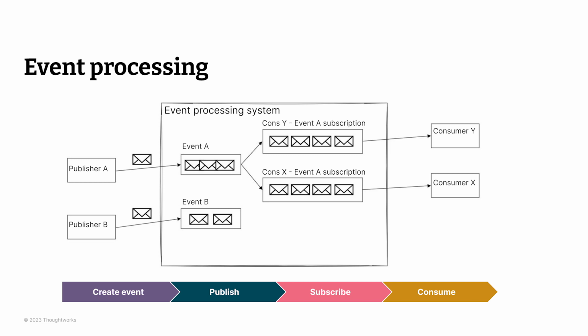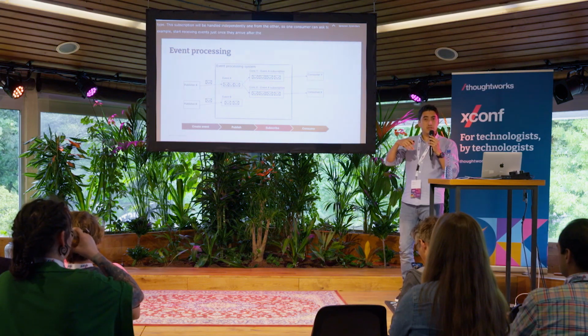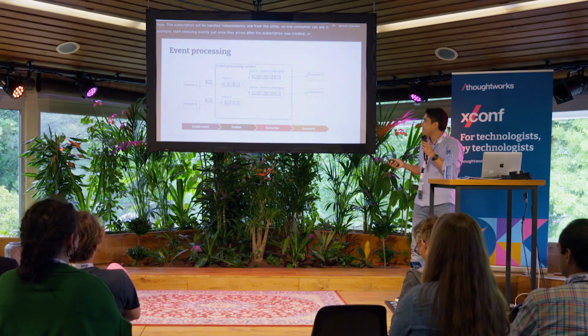Then you can have consumers, and these consumers will ask the event processing system to start delivering messages to them from a particular event type. And the system will create a subscription that will relate a consumer to an event type. And these subscriptions will, in fact, be handled independently from one another. So one consumer can ask to only, for example, start receiving events, just the ones that arrive after the subscription was created, or maybe from a previous moment in time, as long as the retention time allows.